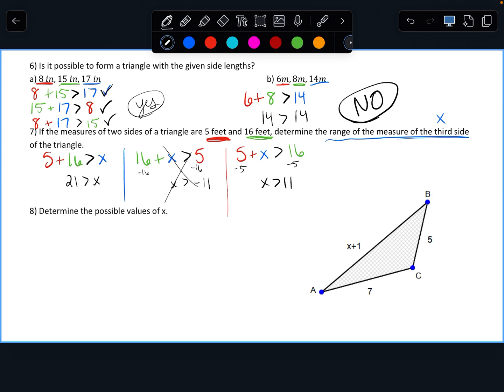Okay, so X has to be greater than 11, but less than 21. You're going to write it like a compound inequality, which I think they've been adding to Algebra 1. So I think you've done this before, where you do 11 is less than X, which is less than 21. Do you remember this? This is how you write it. So it ranges between 11 and 21.